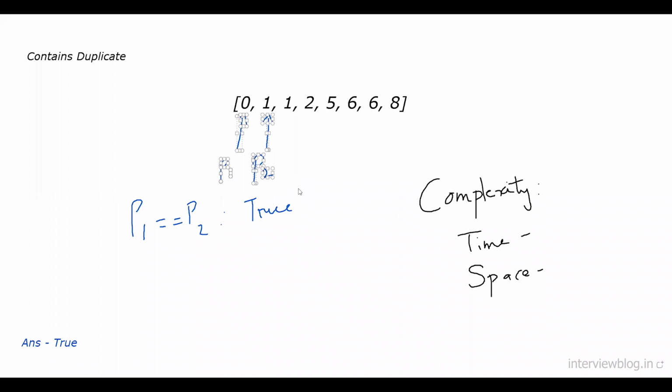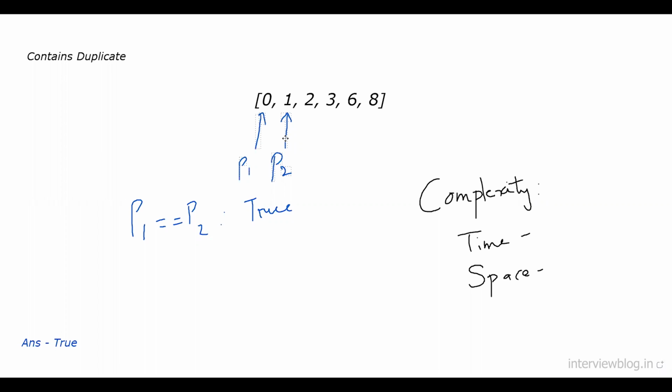So in this case, first I will check if the elements present in P1 and P2 are equal to each other. Now 0 and 1 are not equal, hence I'll be moving these pointers one step further. In this case, 1 is equal to 1, and hence our solution returns true.